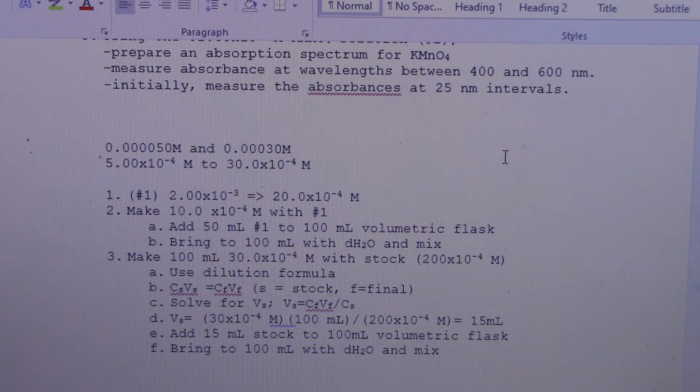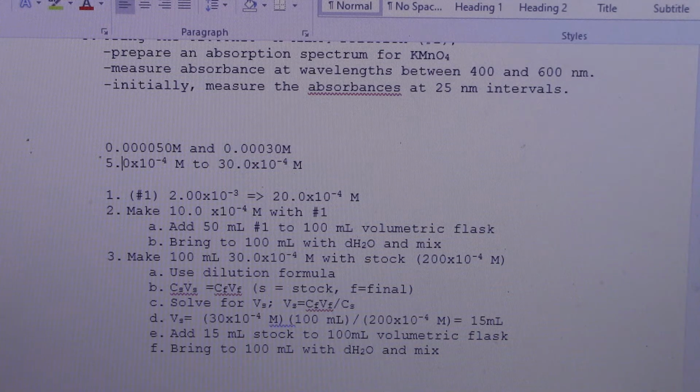0.00005 molar and 0.0003 molar. Okay, I don't like all those zeros, and I don't know how to compare them because we need to compare those 2 numbers. So I'm going to write them in terms of their scientific notation. So the first one is 5.00, or just, I guess it should just be 10, times 10 to the minus 4th. And then the other one is 30.0 times 10 to the minus 4th.